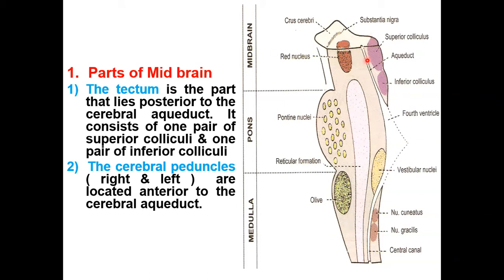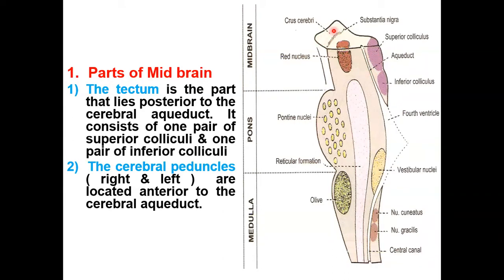You can see this is the narrow cavity, the cavity of the midbrain, which is known as the cerebral aqueduct or the duct of Sylvius. So the tectum is the part that lies posterior to the cerebral aqueduct, and it consists of 2 superior colliculi and 2 inferior colliculi. This is a side view section, so you see only one colliculus on each level, otherwise there would be 2 superior and 2 inferior. So this part is known as the tectum, which lies behind the cerebral aqueduct.